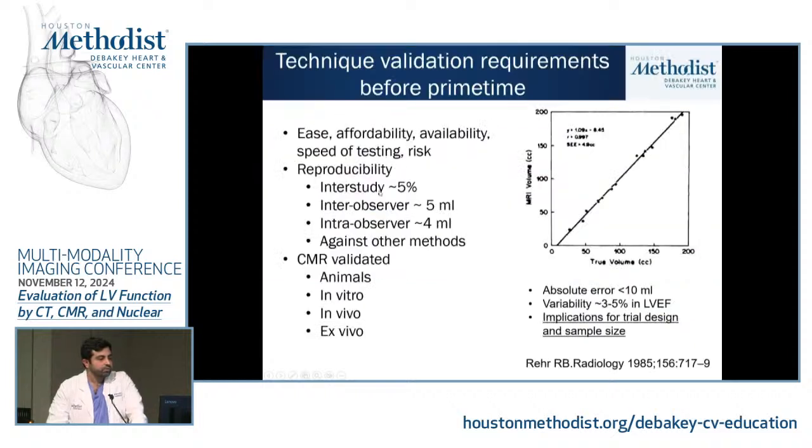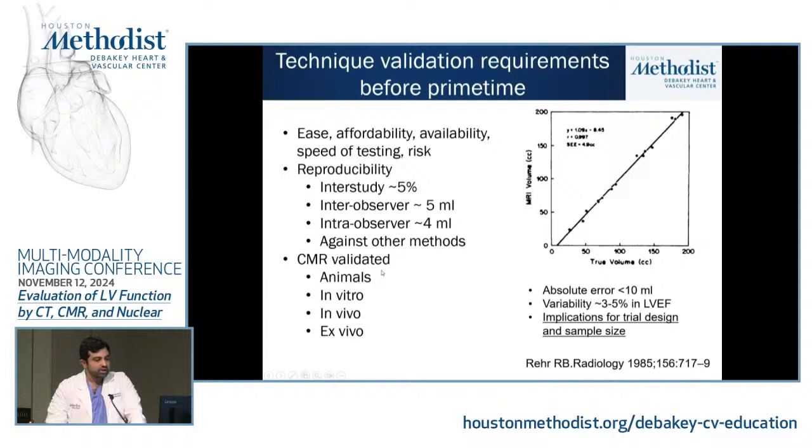The reproducibility is very good, like I said. So inter-study is about 5% for volumes and EF by extension. And then intra and inter-observer is also very low. However, this is really for normal size hearts. When you get to those hearts that I showed you earlier with 500 mLs, the reality is the variability can be a little bit higher.